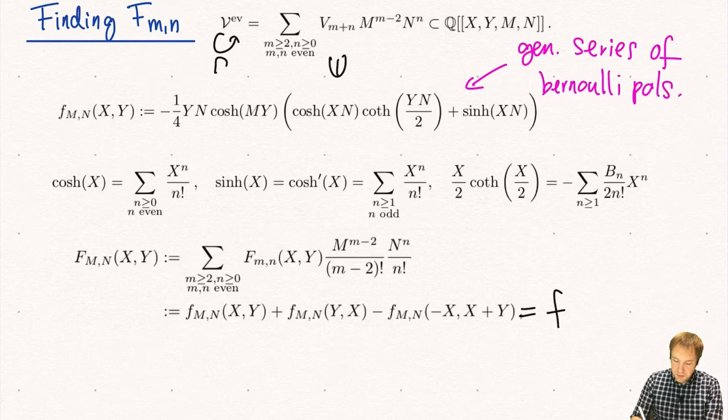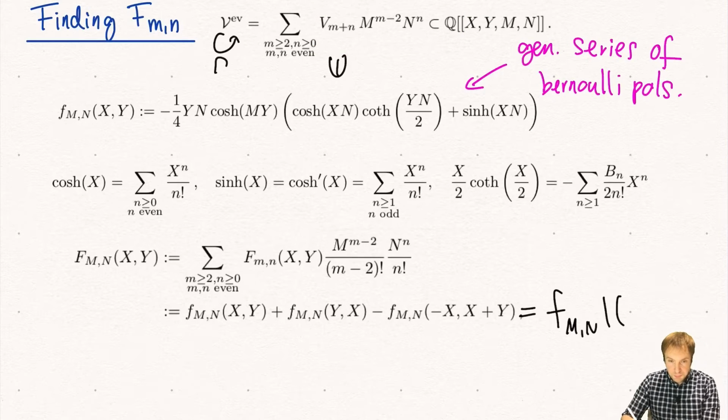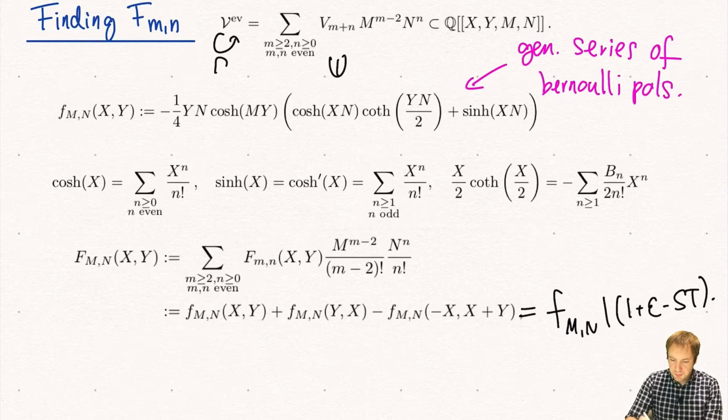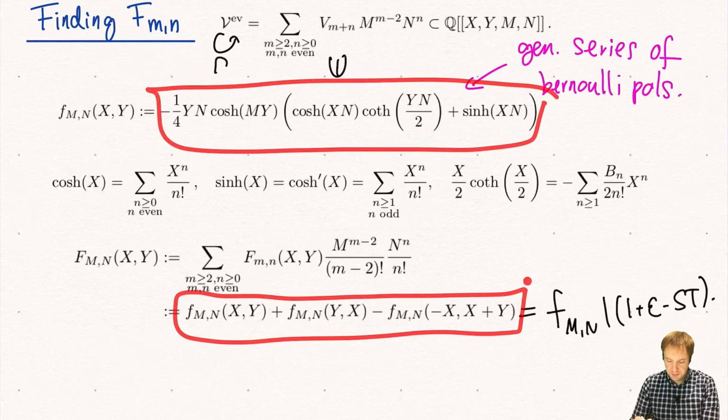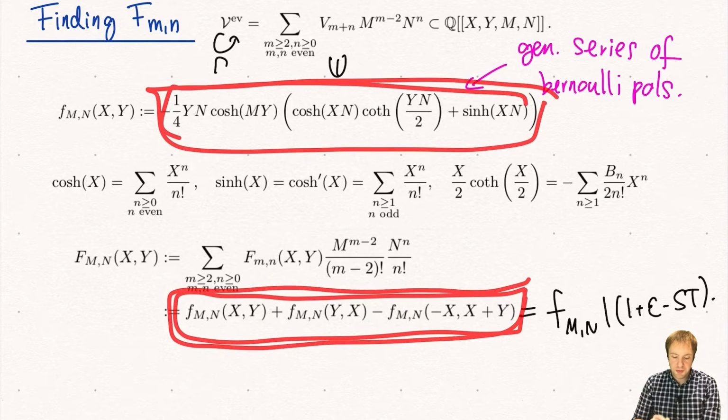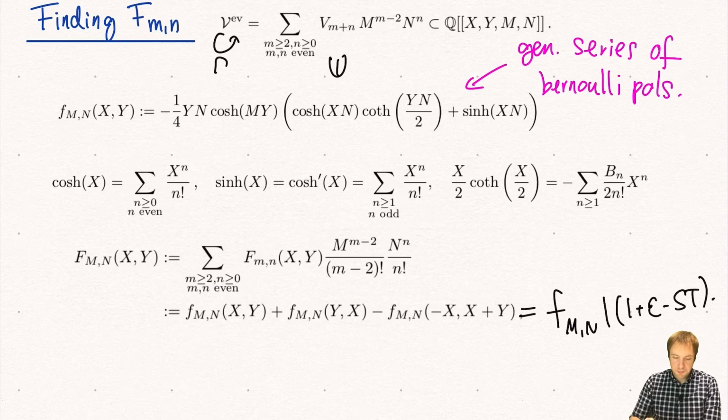this you could also write just as Fmn, where we slash with 1 plus epsilon minus st. But maybe this is not important, it's just we take an explicit combination of this generating series here.